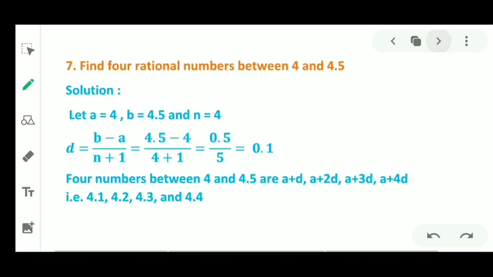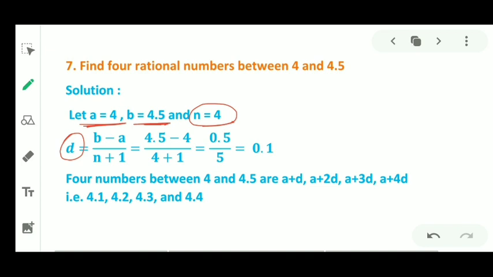Okay, now question number 7. Question number 7 is what? Find 4 rational numbers between 4 and 4.5. Here some hints are given in the question. So let A equal to 4, then B equal to 4.5 and N equal to 4. N equal to 4, that is given in the question number 7 in the hint section. So D is what? The difference of each rational number between 4 and 4.5.